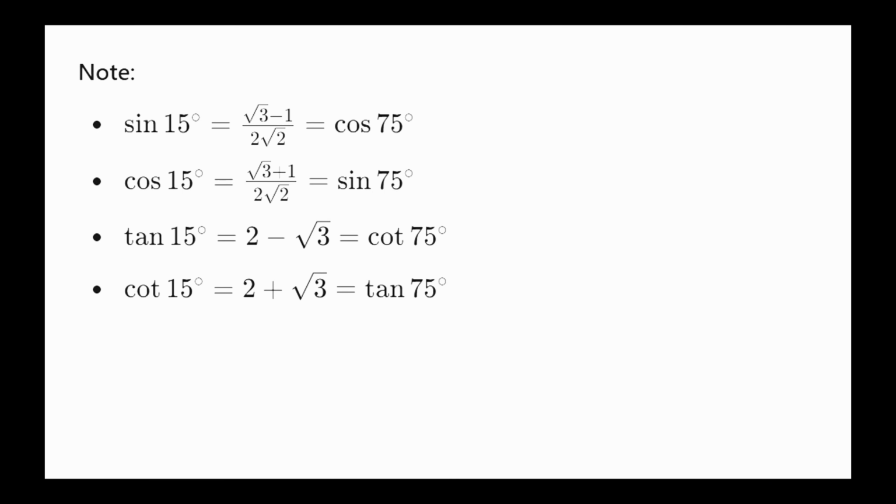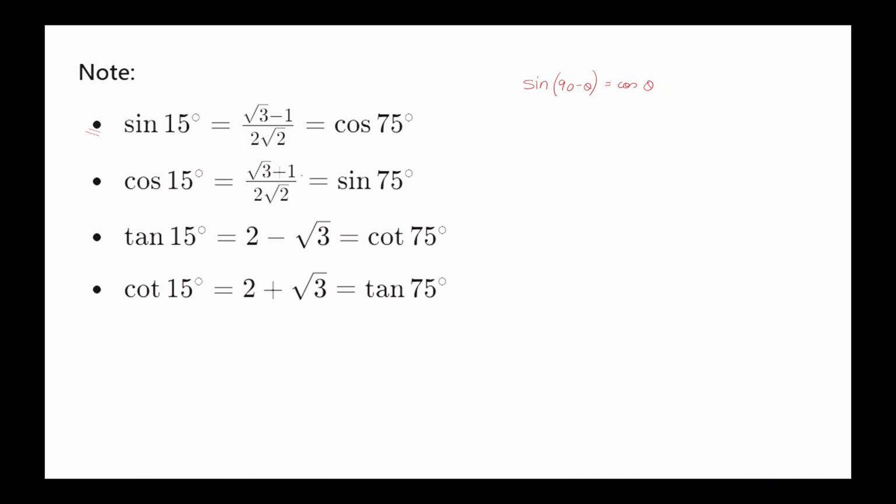Now again, some standard values that we've already studied were 0, 30, 45, 60 and 90 degrees. Now there are a few more that you need to remember about 15 and 75. So sine 15 is equal to root 3 minus 1 upon 2 root 2, which is equal to cos 75. Now why is this so? I hope you all remember sine of 90 minus theta is equal to cos theta. So from here we get sine 15 is equal to cos 75. Sine and cos are basically co-ratios of each other, so that is why we get this answer.